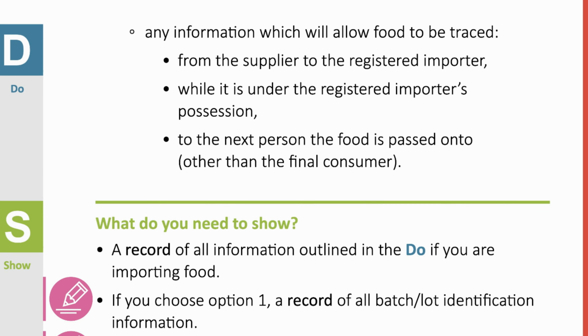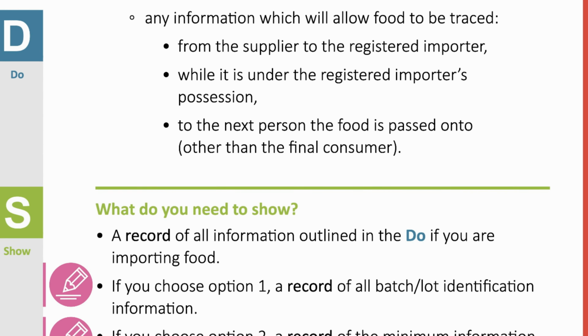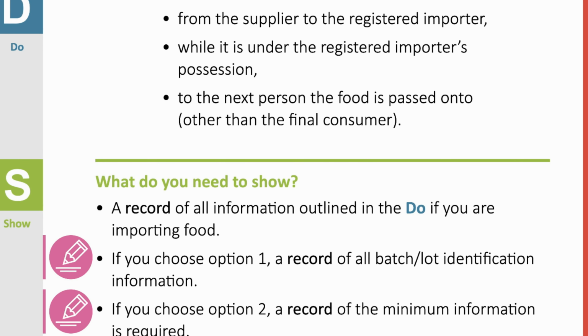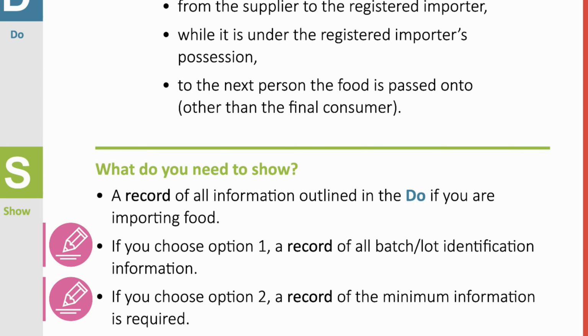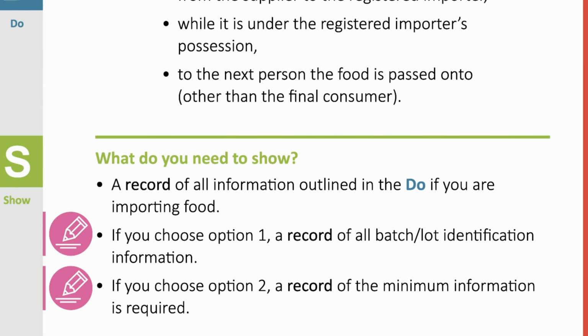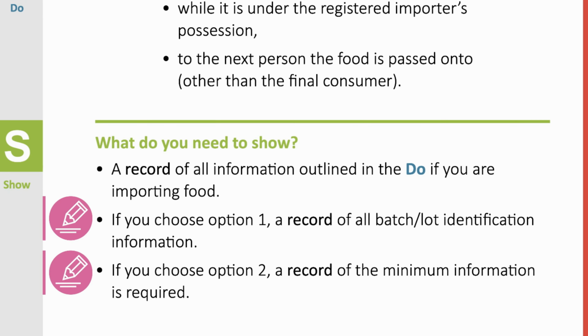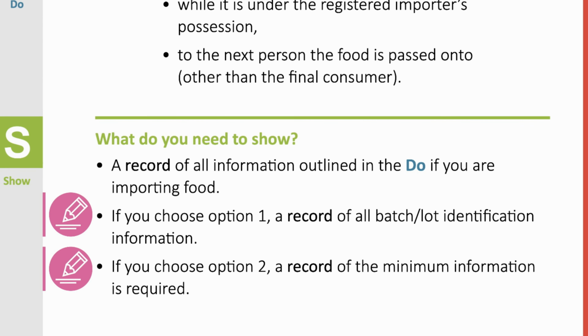What do you need to show? A record of all information outlined in the do if you are importing food. If you choose option 1, a record of all batch lot identification information. If you choose option 2, a record of the minimum information is required.